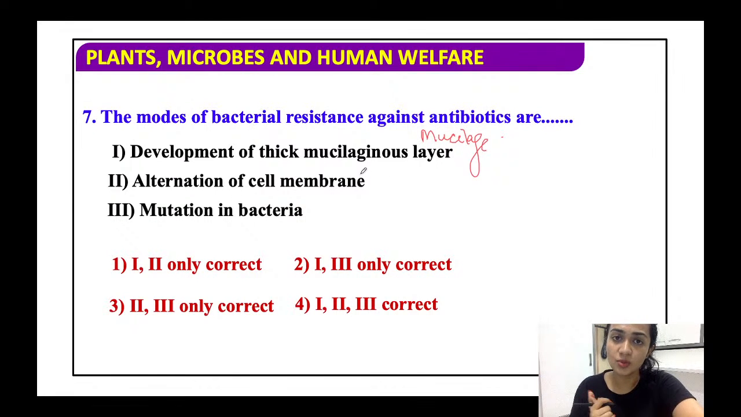Now when the cell membrane is altered, there will be a problem in identification, and then the antibiotic will not be able to go and break the cell wall, and the contents will not get exposed.